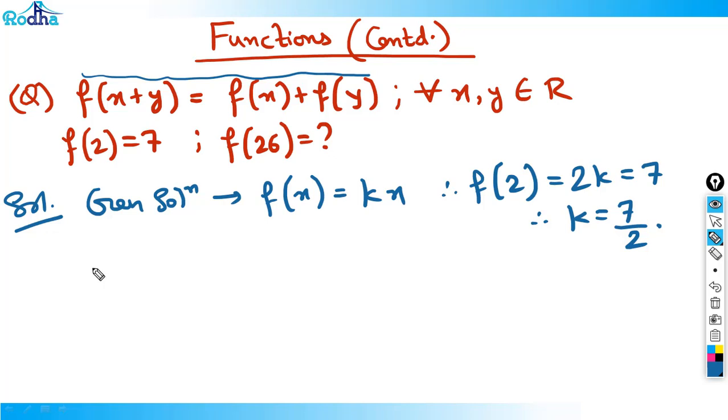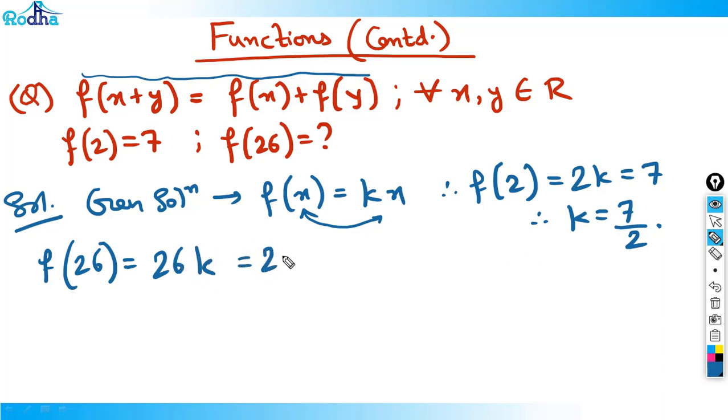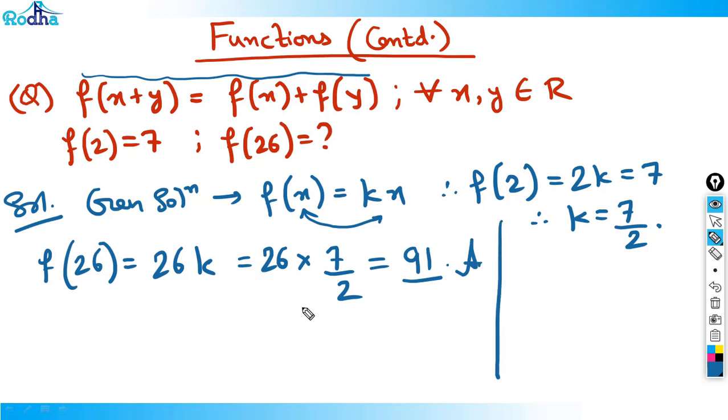We need the value of f of 26 here. So what is the value of f of 26 now? f of x is equal to kx. I'll simply put x equal to 26, so that becomes 26 into k. The k value I got is 7 by 2. So 26 into 7 by 2. My answer will be 91. So 91 is the answer for this question. I hope it is clear.